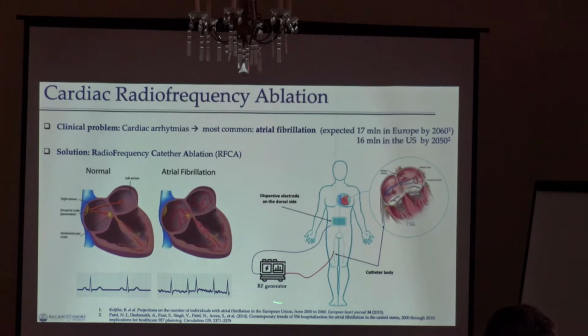Basically, you have a radiofrequency generator, a dispersive electrode in order to make the circuit close. The catheter enters into the cardiovascular system, reaches the heart, enters into the chambers, and you generate radiofrequency from here, and you burn the tissue. This is what's going on.